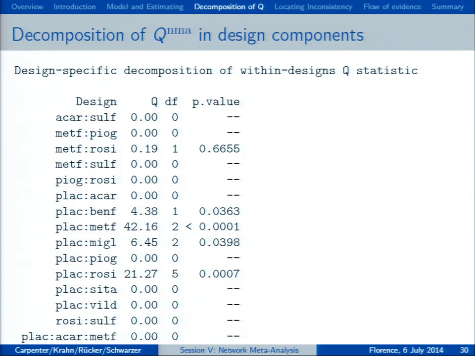And the heterogeneity within designs can be further decomposed for each design. We can see there are a lot of designs that have only 0 degrees of freedom. This is because there's only one study that compared, for example, these two treatments, and therefore there are no degrees of freedom to assess the heterogeneity for this design. And we had 5 designs with more than one study, and 4 of these 5 designs also show heterogeneity between the studies within this design.